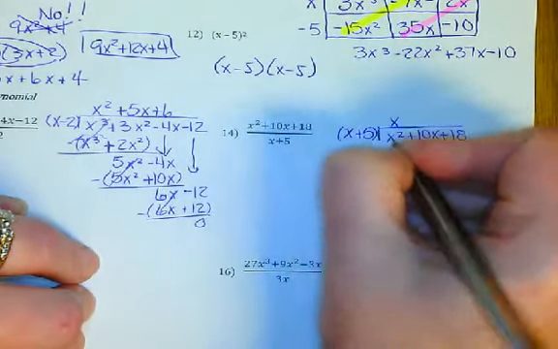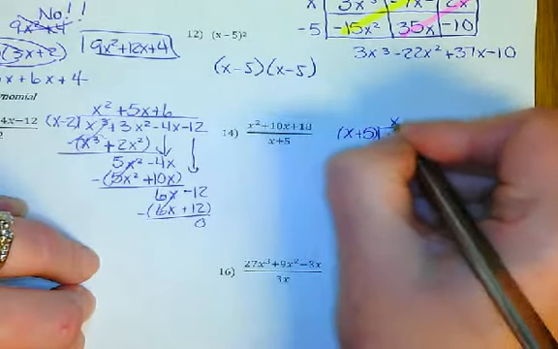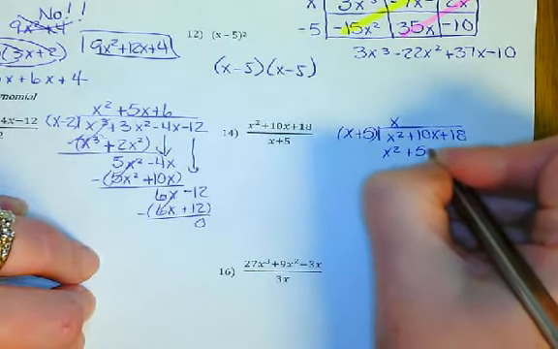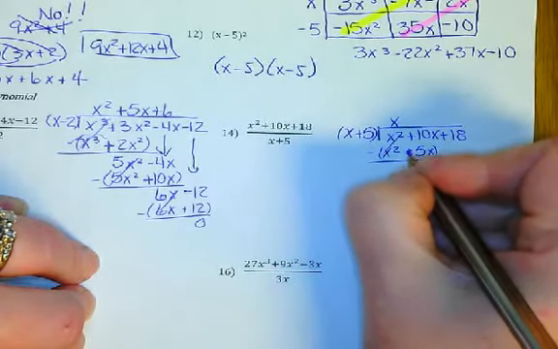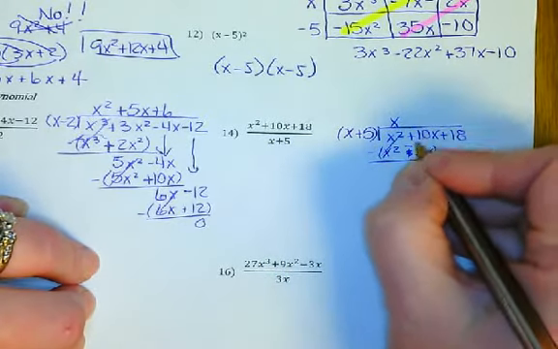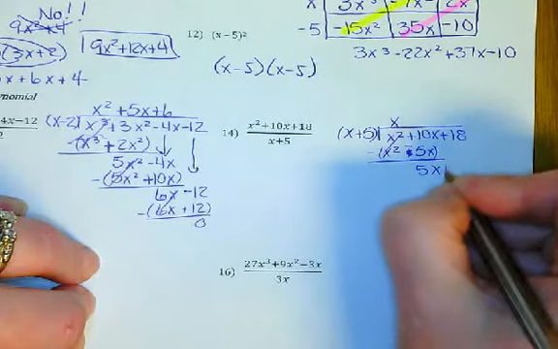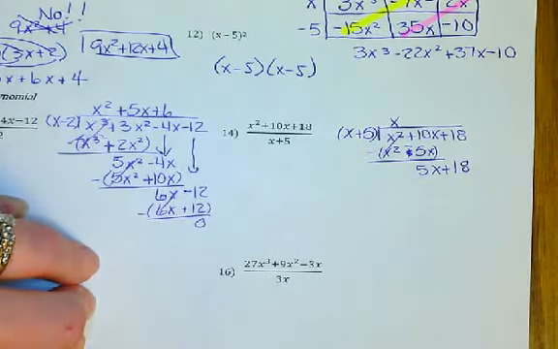And then again, I got to make sure I multiply it by both of those. So x squared here and 5x here. Okay? First terms always cancel out. That positive will turn to a negative, and that gives me 10 minus 5, which is 5x plus 18.